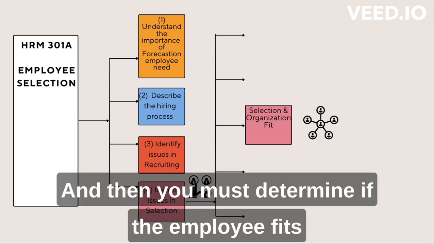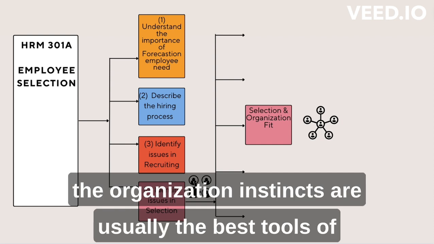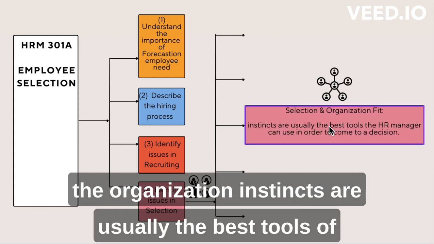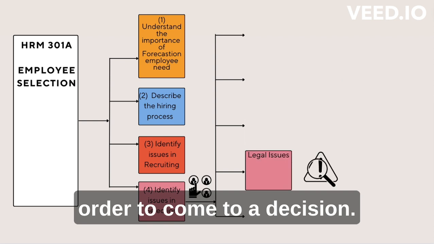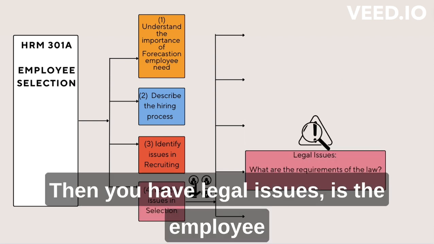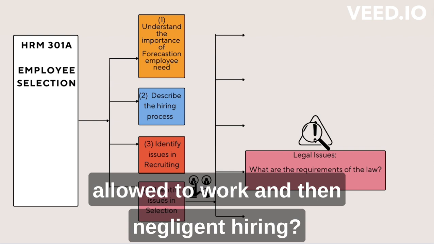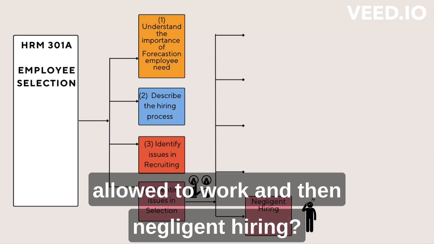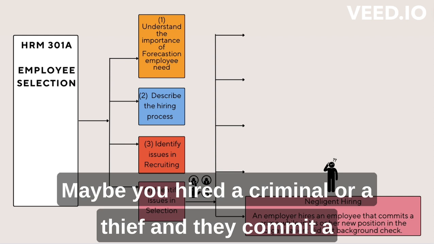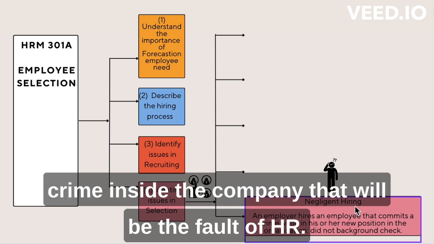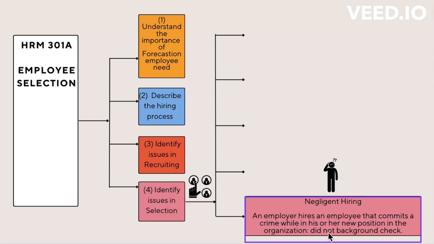And then you must determine if the employee fits the organization. Instincts are usually the best tools an HR manager can use in order to come to a decision. Then you have legal issues. Is the employee allowed to work? Okay. And then negligent hiring. Maybe you hired a criminal or a thief and they commit a crime inside the company. That will be the fault of HR. And this one's very, very important.